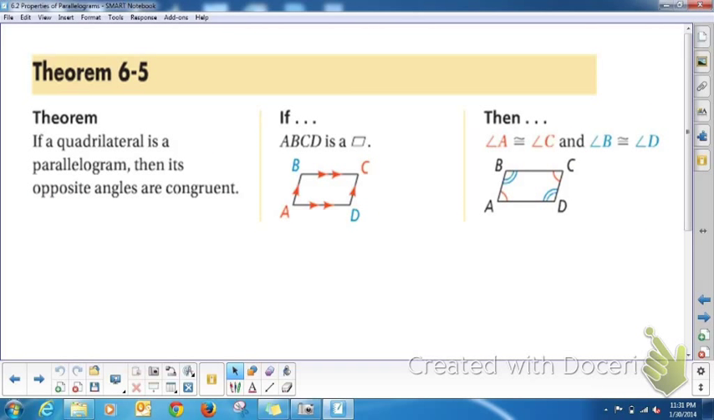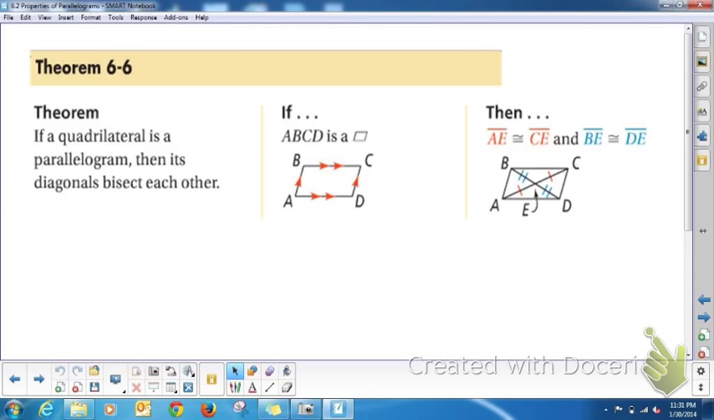This is theorem 6.5. If a quadrilateral is a parallelogram, then its opposite angles are congruent. Opposite angles are the ones that are across from each other. So if you know it's a parallelogram, then you know the angles opposite each other are congruent. So in this example, angle A is congruent to angle C, and angle B is congruent to angle D. They're opposite angles.